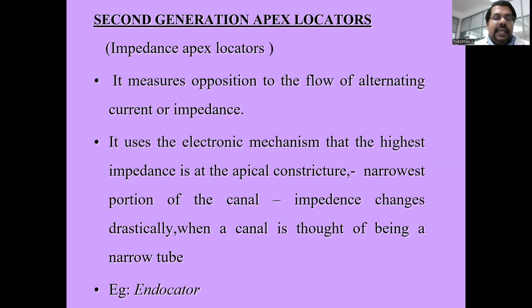Moving on, the second generation apex locators, they're based on the impedance of apex locators. They work on the principle of impedance. It measures the opposition to the flow of alternating current, or impedance. It uses the electronic mechanism that the highest impedance is at the apical constriction, the narrowest portion of the canal, that is. Impedance changes drastically when a canal is thought of as a narrow tube. Example is Endodontics.